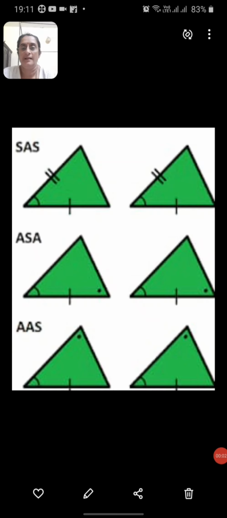Hello children, today we are going to start with the new lesson, that is triangles. Now in this lesson we are going to learn about congruency of triangles. Now what does congruency mean? When two figures are the same in size and shape, we call them congruent figures.